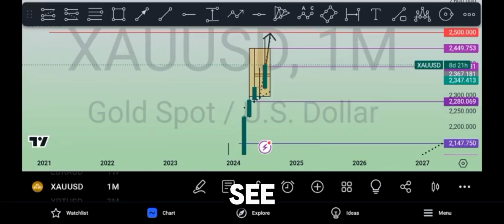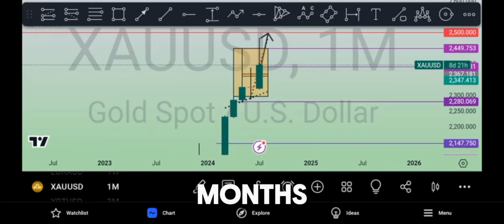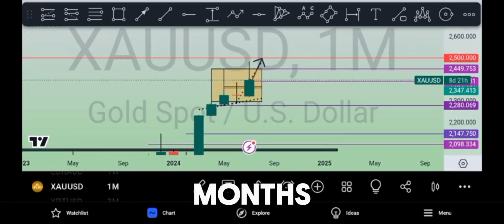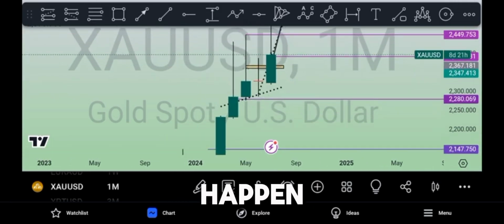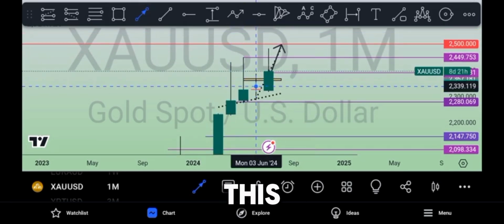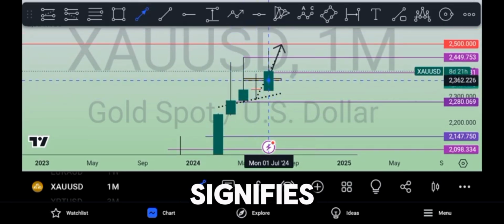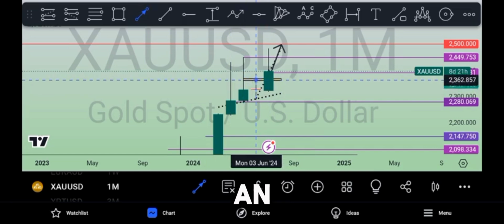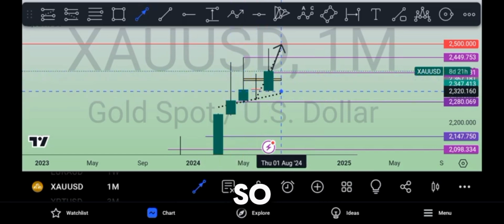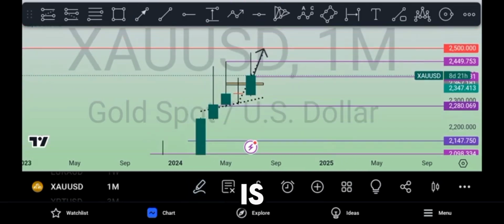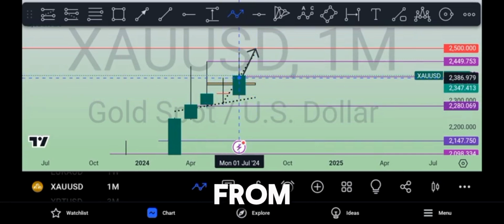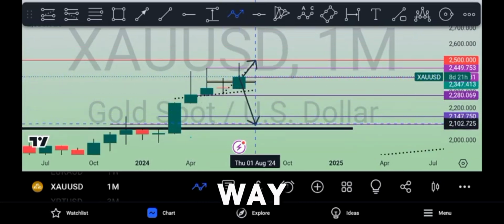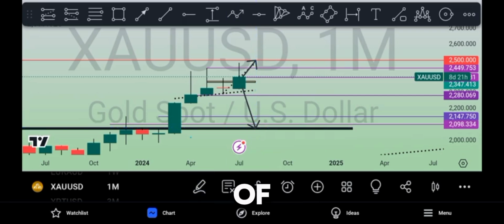It has been trading sideways for, I think, how many months now? Let me see. For like 1 to 3 months, backing up the sale that is about to happen on gold. This doji candle right here signifies indecision. Last month closed with an indecision, so it is most likely that gold is going to short from this level all the way back to the neckline of this level.